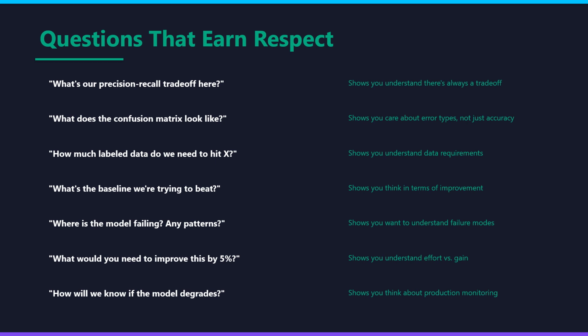Okay. And question six is, what would you need to improve this by some 5 percentage points, right? So this shows you understand that improvement has diminishing returns. Going from 70 to 75% might take a week. Going from 90 to 95% might take 3 months. You're asking about the effort to gain ratio. Okay, keep it in mind.